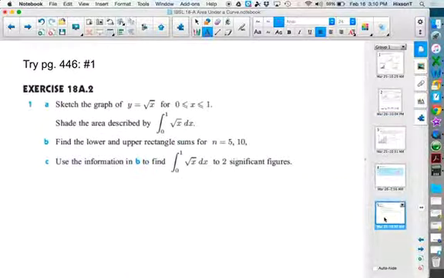So, one of the ones I want you guys to try, I gave you 2 problems for Thursday. One is to do this, okay? Sketch y equals square root of x from 0 to 1. Shade the area from 0 to 1. Then do upper and lower rectangles for 5 rectangles and for 10 rectangles. And then see if you can't approximate that to 2 significant figures. Okay?